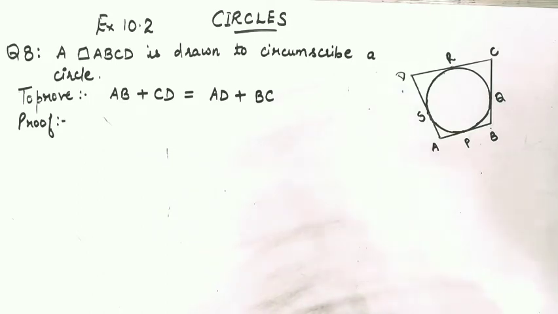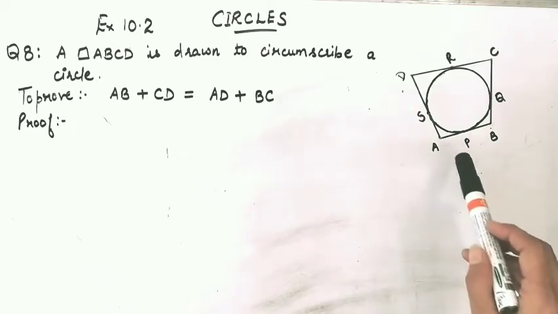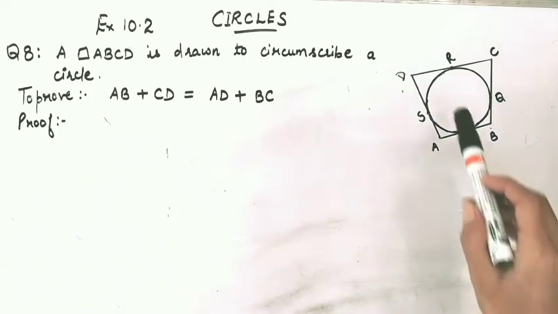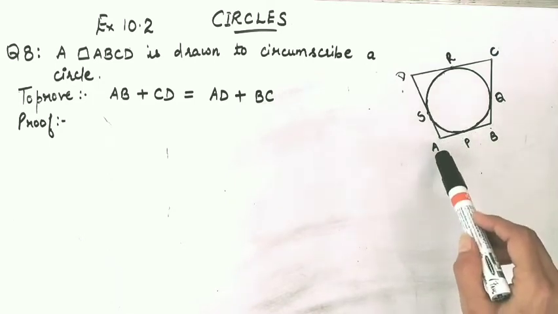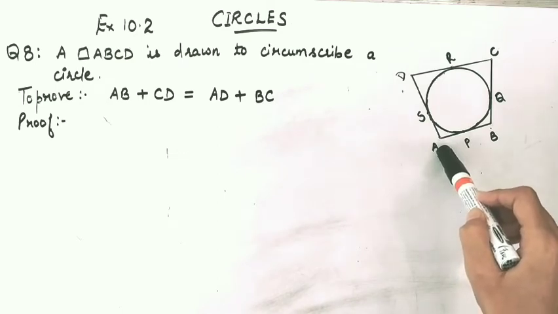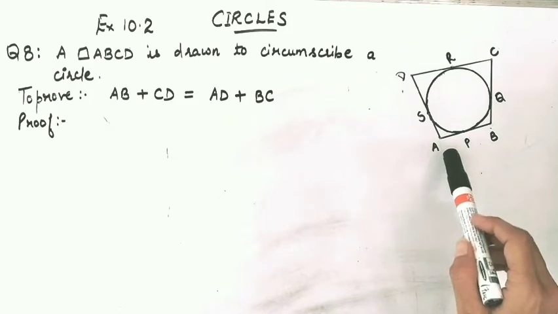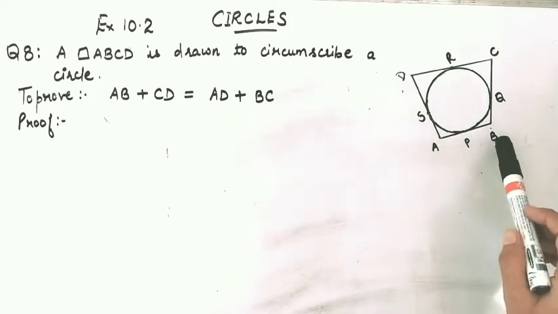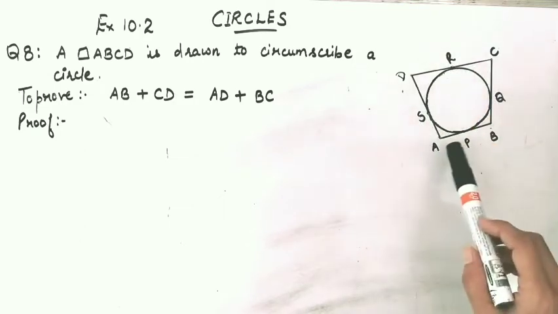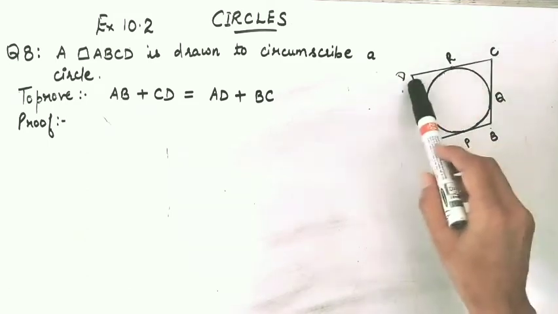Question number 8 from chapter circles we are going to discuss. It says there is a quadrilateral ABCD, drawn to circumscribe a circle. As you can see in the figure, there is a circle and a quadrilateral circumscribing it, and the points where the circle and quadrilateral meet are P, Q, R and S. The quadrilateral is labeled as A, B, C, D.